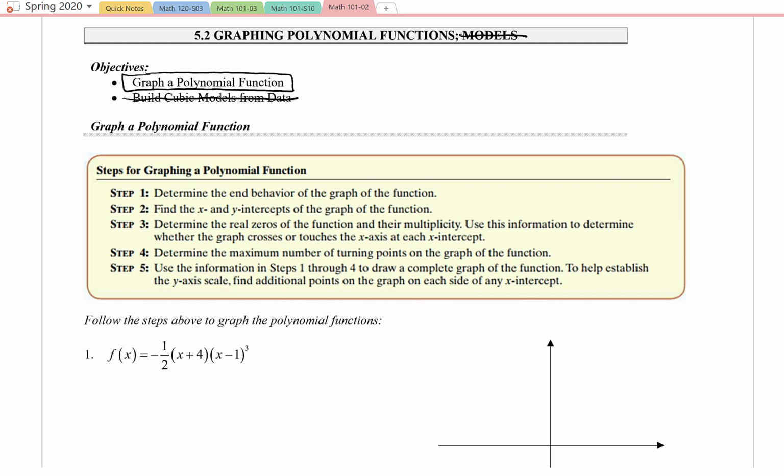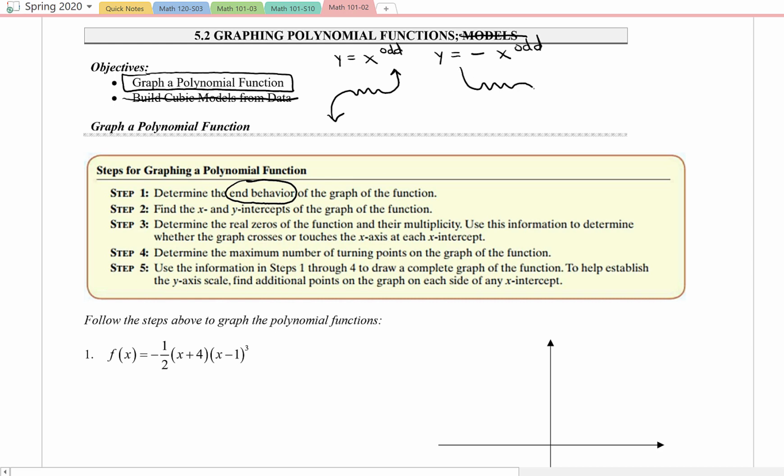Actually, before we do that, let's start with talking about the steps. Step 1, determine the end behavior of the graph of the function. For end behaviors, I always think there's kind of 4 different instances that can occur. We could have something that looks like y is equal to x raised to an odd power, or we could have something that looks like y is equal to negative x raised to an odd power, which is going to look something like this.